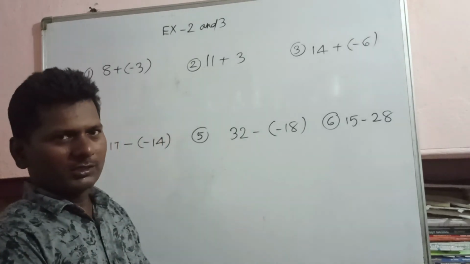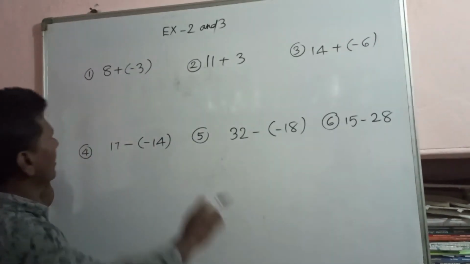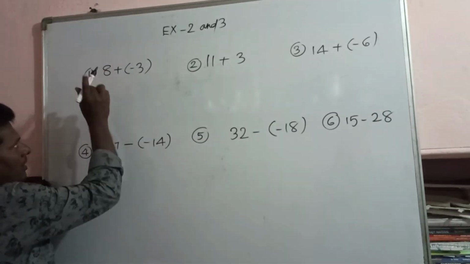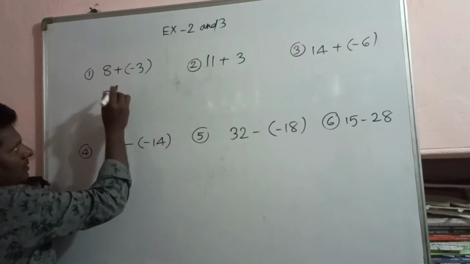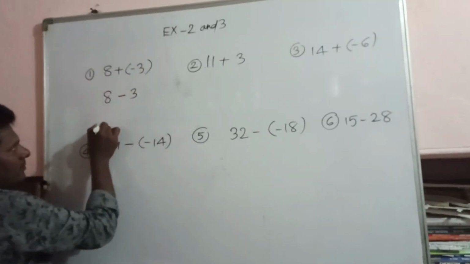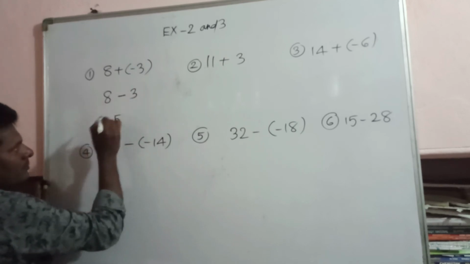Let us solve some questions from exercise 2 and 3. 8 plus of minus 3. Write 8 as it is. Plus into minus, that is minus. Write here 3. 8 minus 3. It is 5.